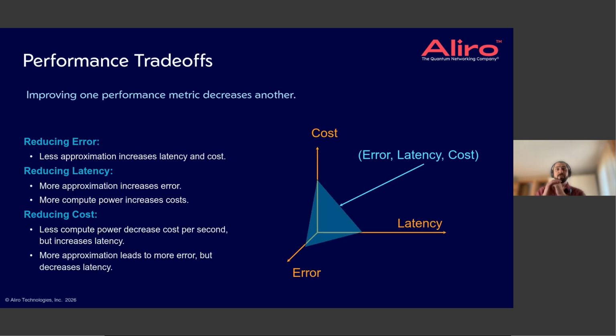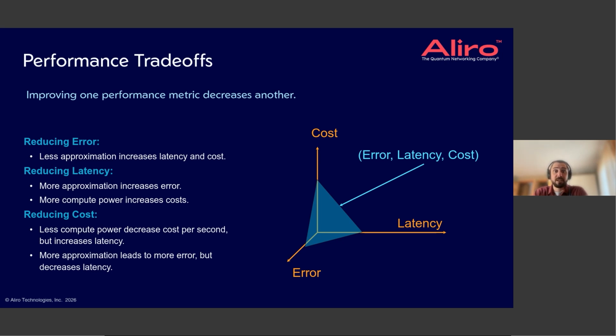So it's important to really investigate how these trade-offs affect one another as we're looking at simulation and emulation tools. And the way that this works is we can improve any one of these metrics, but the other metrics are going to be affected. So if we wish to reduce the error in a simulator or emulation tool, that would typically require us to use less approximation, which would then increase either our latency or our cost of computing.